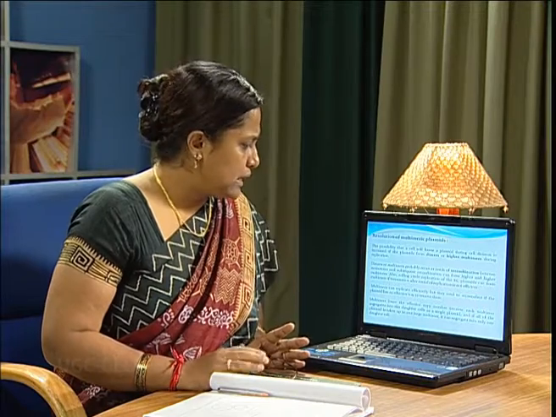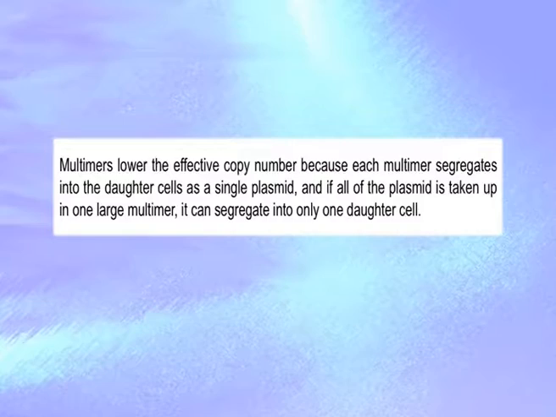Then if multimers start accumulating inside one bacterial cell, then during partitioning or division of the plasmid to the daughter cells, it becomes difficult for the system to recognize these multimers as different entities. They consider them as a single plasmid, and all the multimers are retained inside one cell, and the daughter cell doesn't receive the plasmid at all.